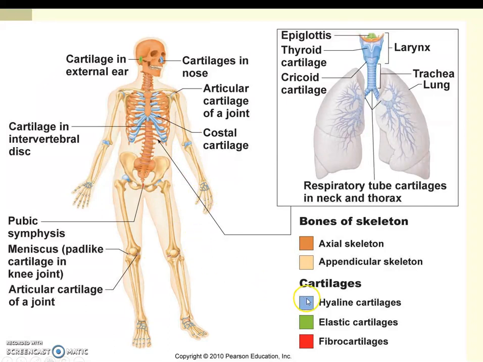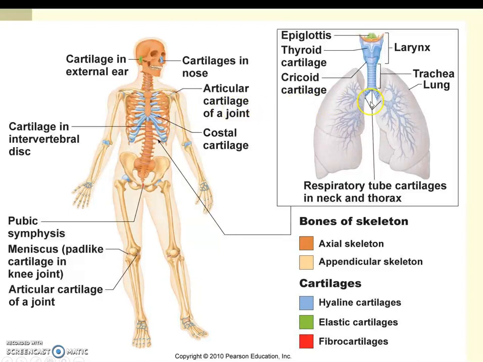But then if we look here, we have a blue color, which is the hyaline cartilage. And you can see that the hyaline cartilage makes up the cartilage of the nose, the costal cartilage, which is the cartilage that's found between the ribs and the sternum, cartilage in the shoulder, in the elbow, the wrist, between the fingers, in the hip joint, there's certainly some in the knee, and then in the ankle and the toes. So anywhere on this skeleton that you see the blue color is made up of hyaline cartilage.